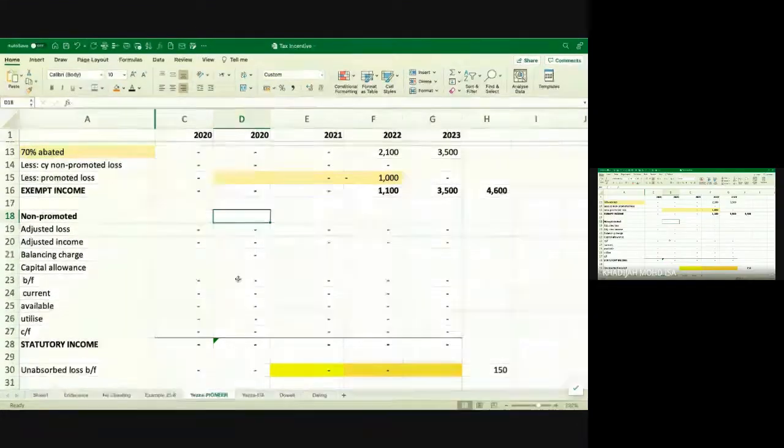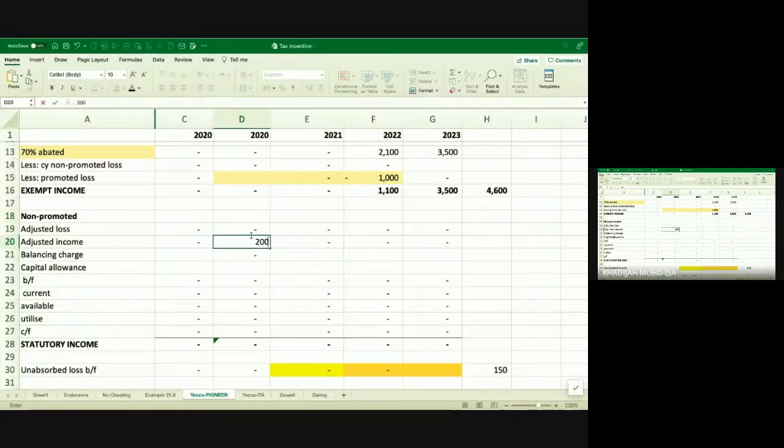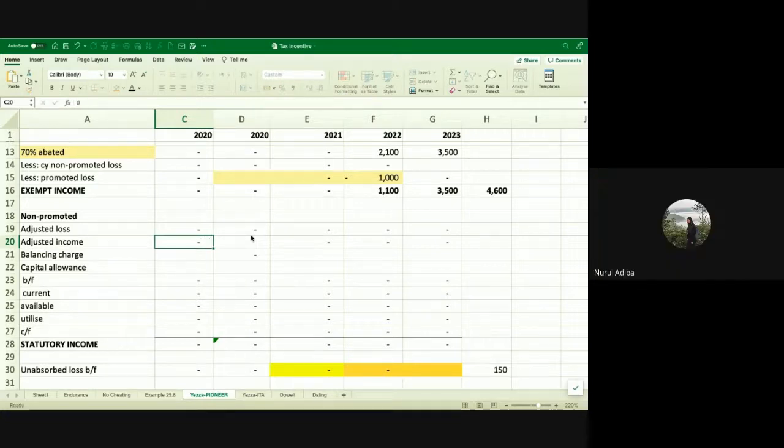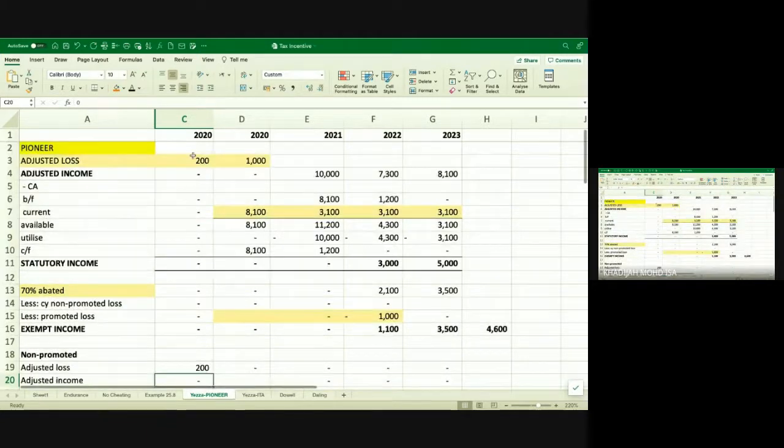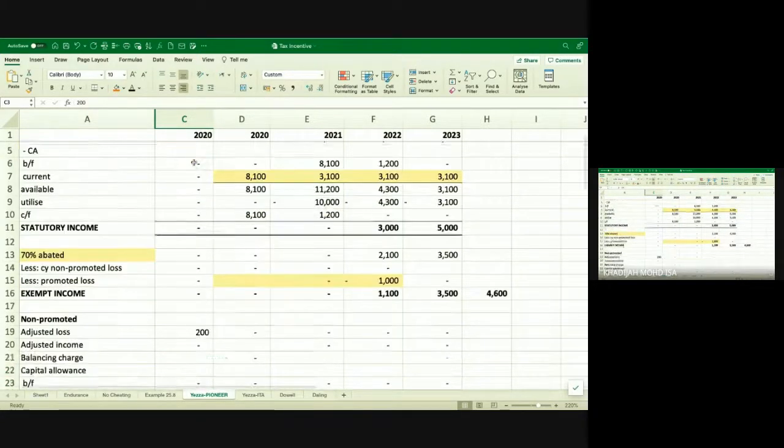Okay, you can have it here, right? Yeah, it's a non-promoted loss, but it's not for the 200. It's not during the pioneer period. You can have it here. But it does not give you because it is non-promoted, right? So that's why I put it here. The adjusted loss should be here.